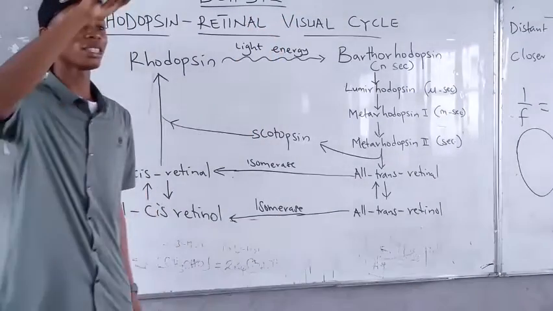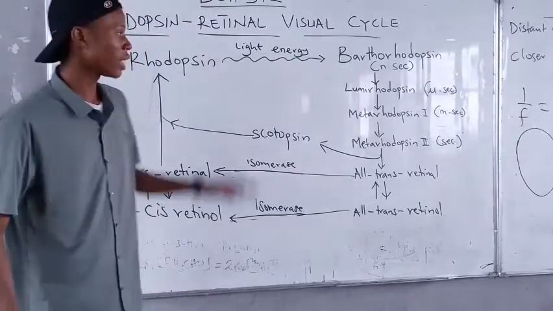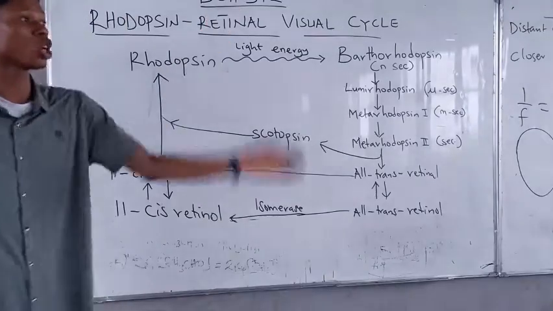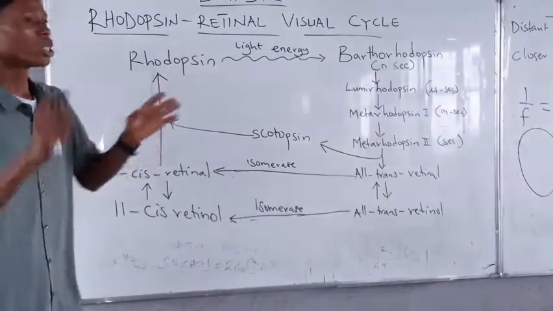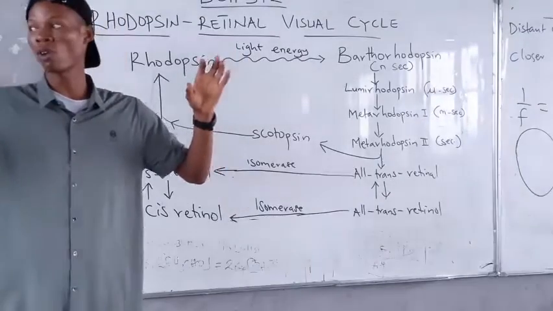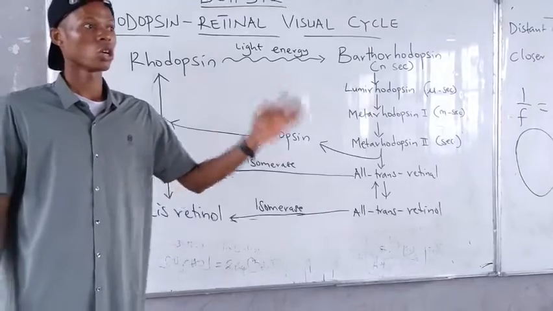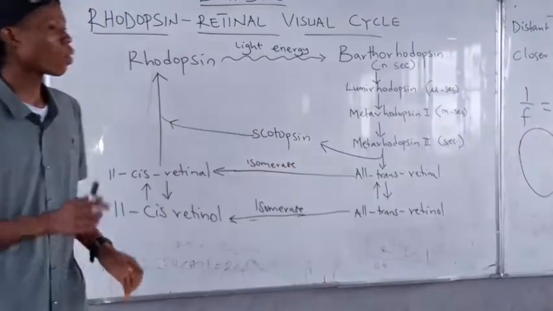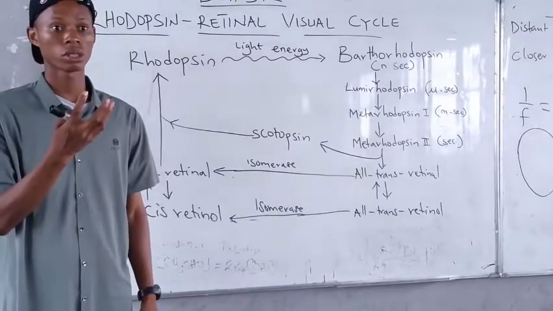Now we say information from the retina will be sent to the brain, right? But how is that done? We will send it through the optic nerve to the brain. This is how it is done. We said in the retina we have two main types of cells, the receptors, which are rod cells and cones. Now we want to see how the rod is involved in vision.